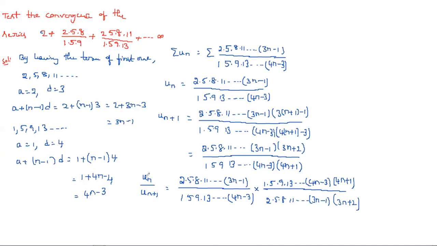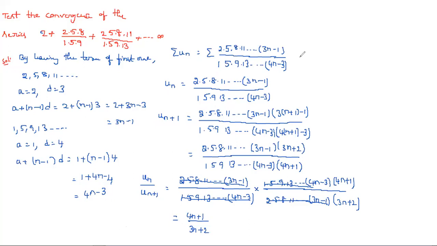So u_n by u_{n+1}: here it is up to 3n minus 1, and this term will cancel. And here it is having 4n minus 3 up to 4n minus 3, cancel. What about the remaining? The remaining one is 4n plus 1 by 3n plus 2. This is u_n by u_{n+1}.